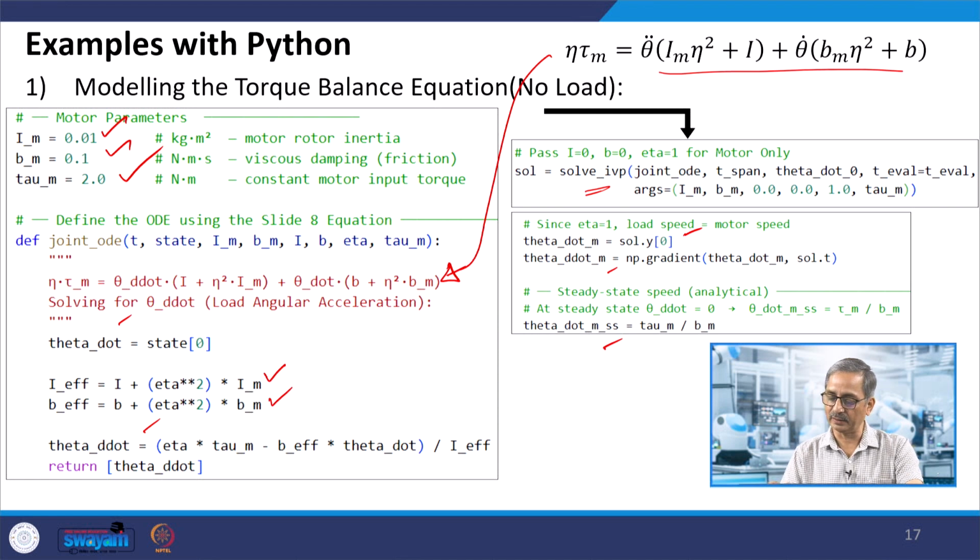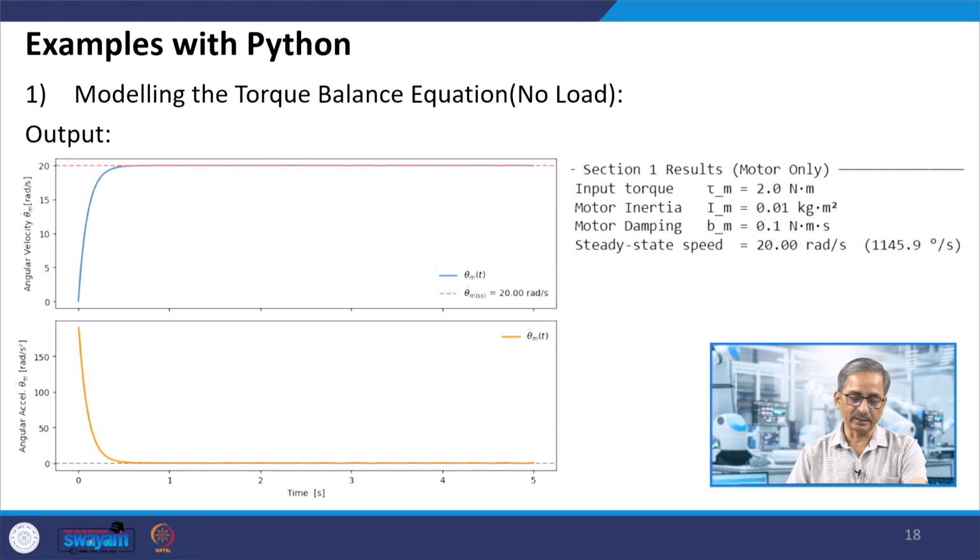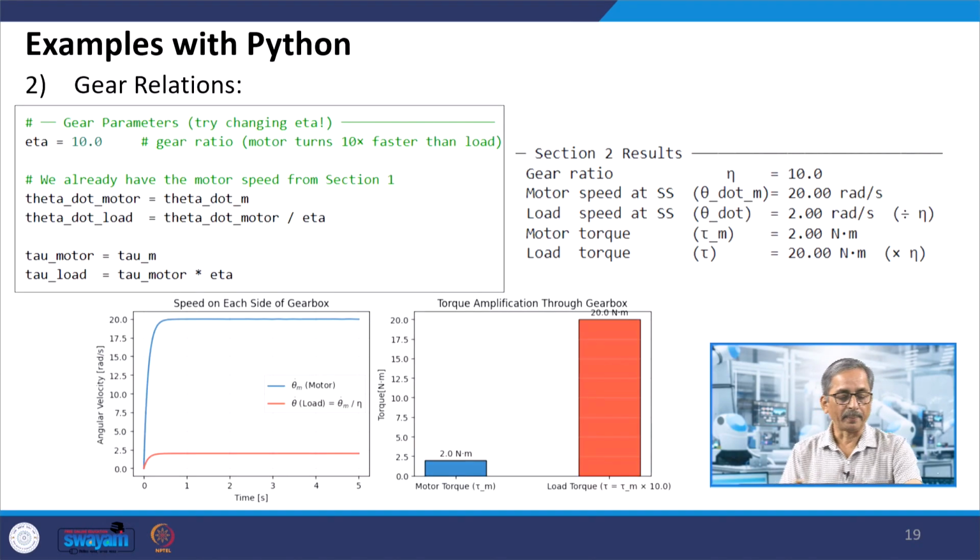This is done for the no load one, and we are taking gear ratio as 1 here. So, this is the plot basically. Here are the values, say tau m, Im and Bm, steady state speed is this one, and this is the angular acceleration which we get. Then let us see the effect of the gear.